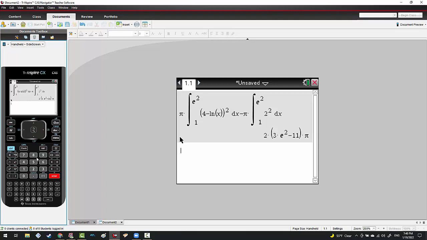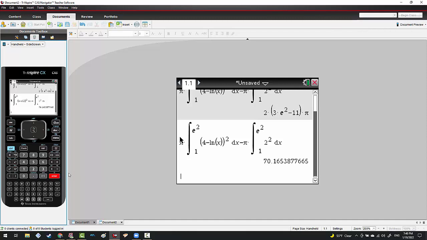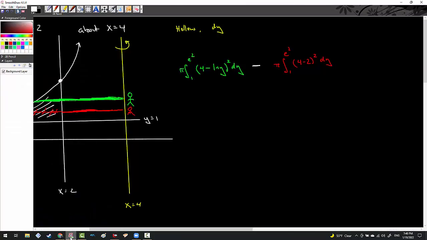Now, if I wanted a decimal, I would go back up and hit enter, and I would hit control enter for approximation, and it ends up being 70.165. So I'll write that down in our thing, 70.165, and that ends up being the volume of this mass here being rotated about the line x equals 4. So hopefully that makes sense.